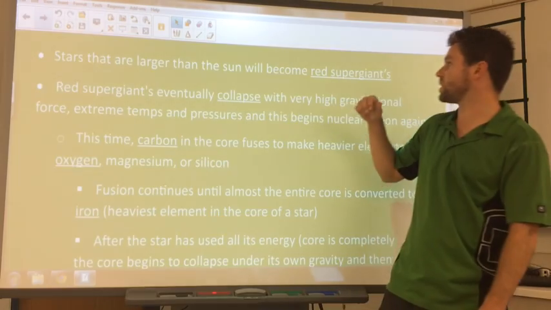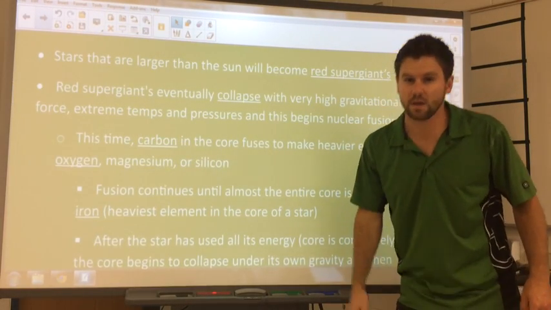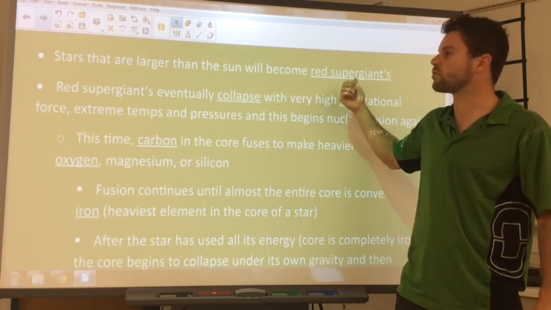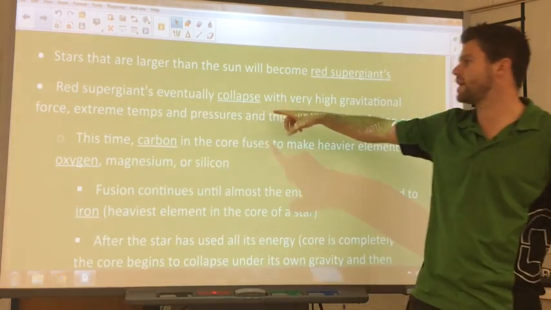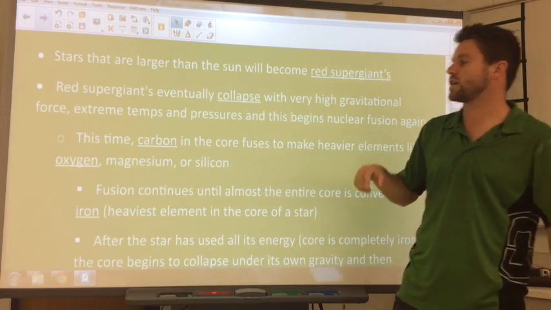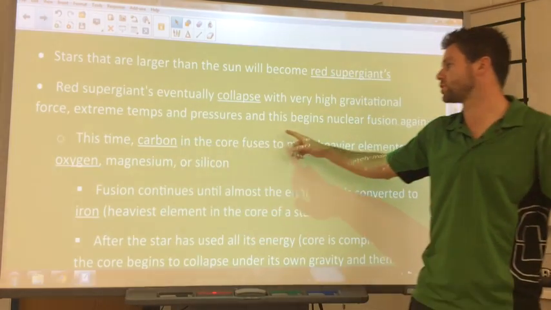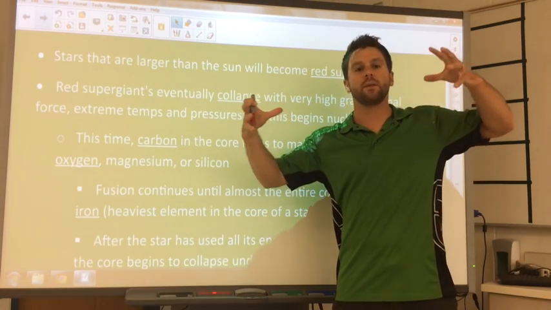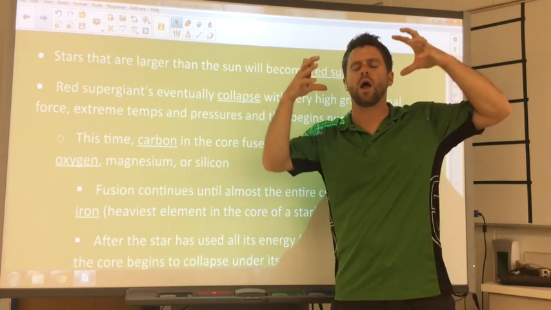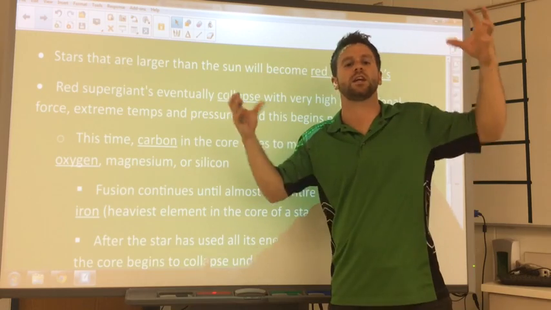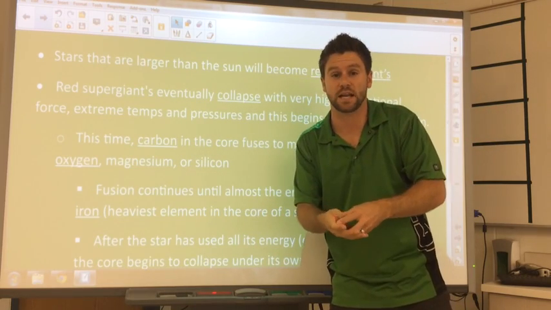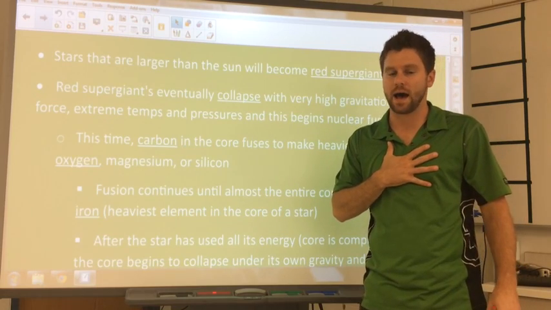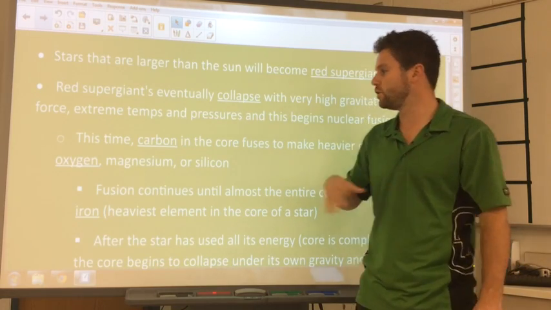Right? Stars that are larger than our sun will become red supergiants. Right? Ours became a red giant, but larger will become red supergiants. Now, red supergiants will eventually collapse with very high gravitational force and extreme temperatures and pressure, and it begins nuclear fusion again. So the star begins to grow, but then the core gets so gravitational hungry that it collapses on itself, and when it collapses on itself, it starts nuclear fusion again. Okay? Where our sun was not hot enough and heavy enough to start nuclear fusion again.